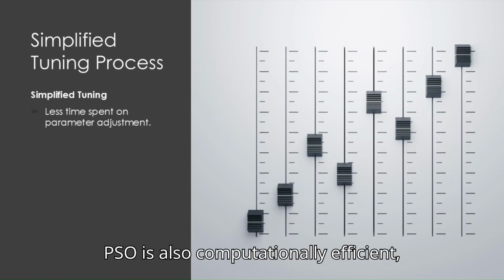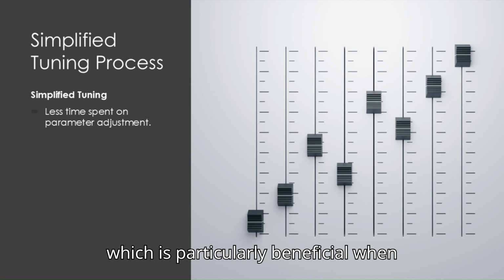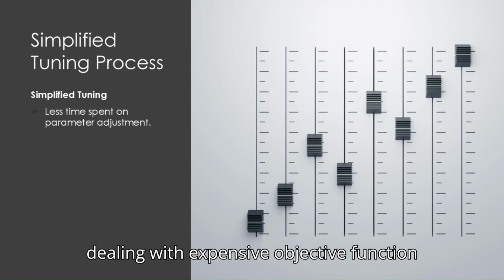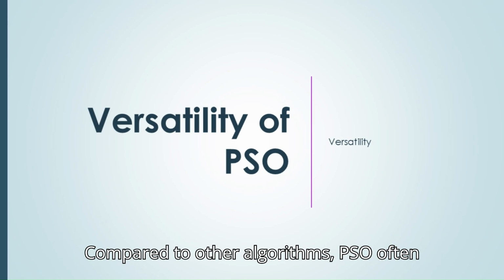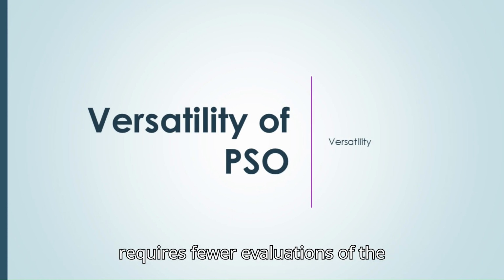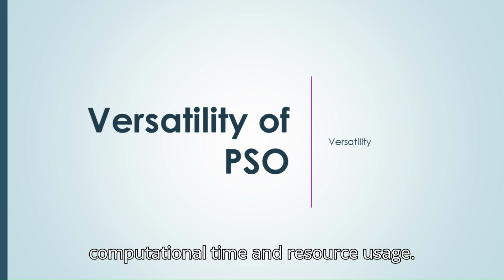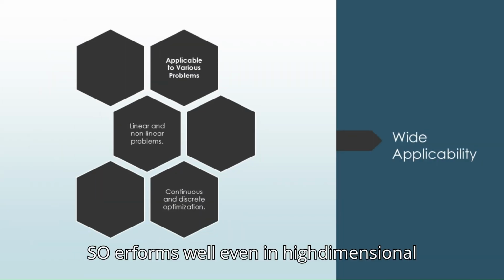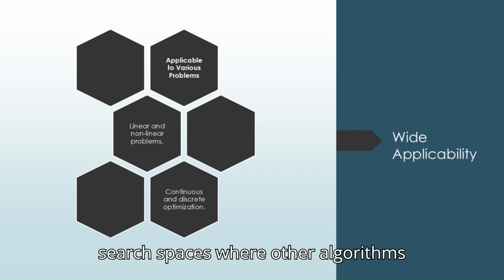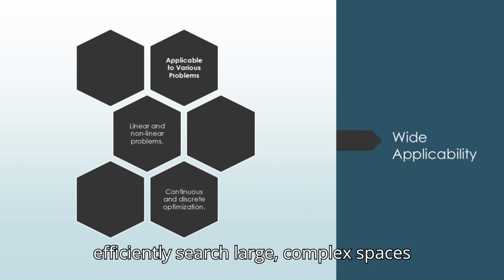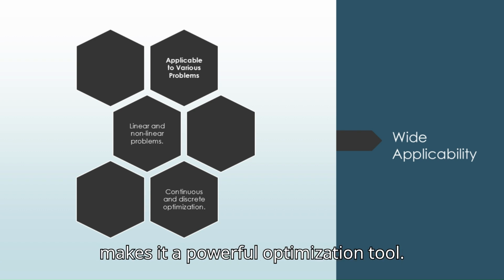PSO is also computationally efficient, which is particularly beneficial when dealing with expensive objective function evaluations. Compared to other algorithms, PSO often requires fewer evaluations of the objective function to find a good solution. This efficiency reduces computational time and resource usage. PSO performs well even in high-dimensional search spaces, where other algorithms might struggle. Its ability to efficiently search large, complex spaces makes it a powerful optimization tool.